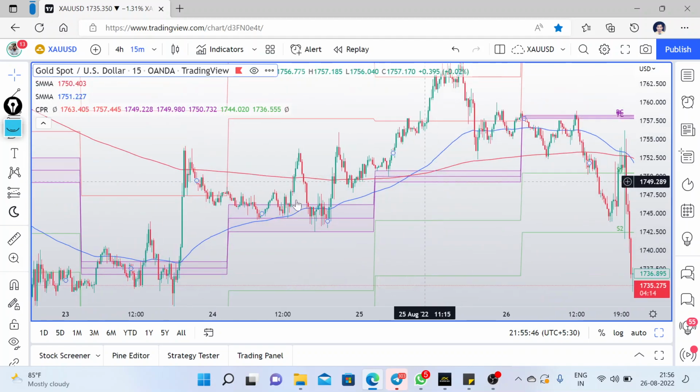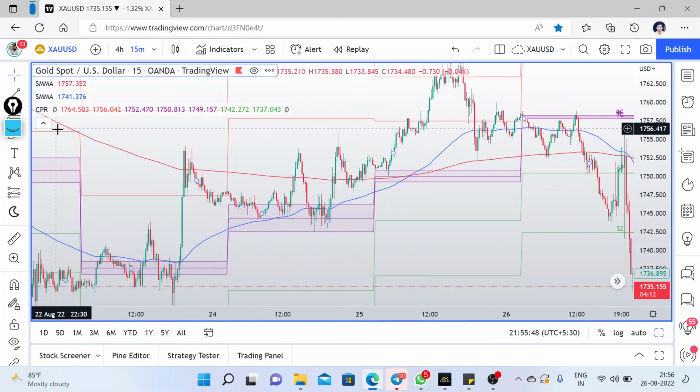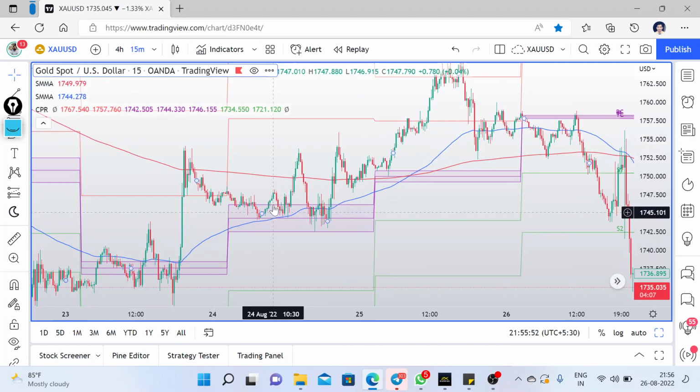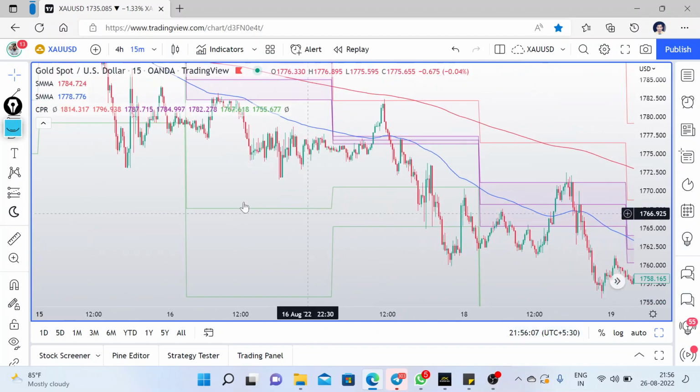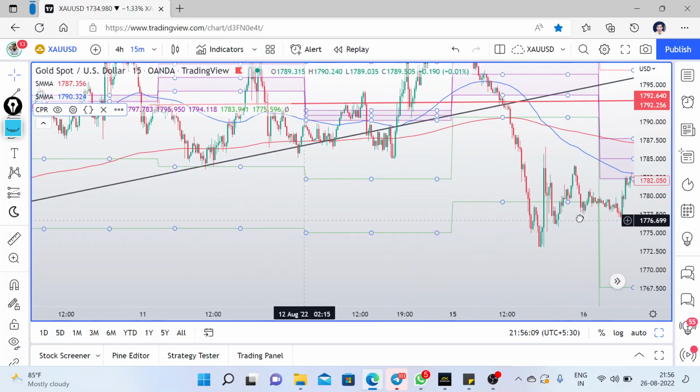And if, like in this example, overall in the previous case we were in a sell trend, but on this day candles are not able to close below the CPR, so the sell is not valid in this case. Let me give you another example from the previous session. Hope this will help you.